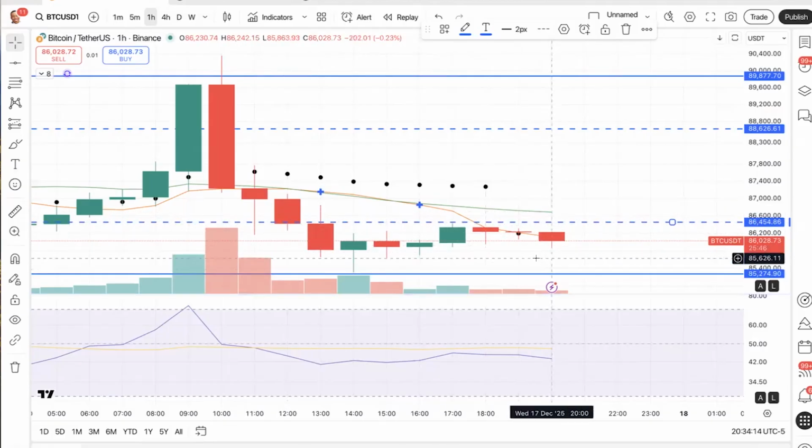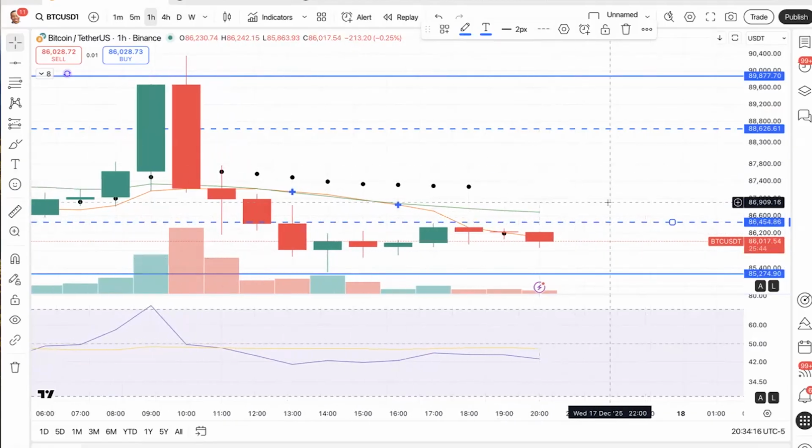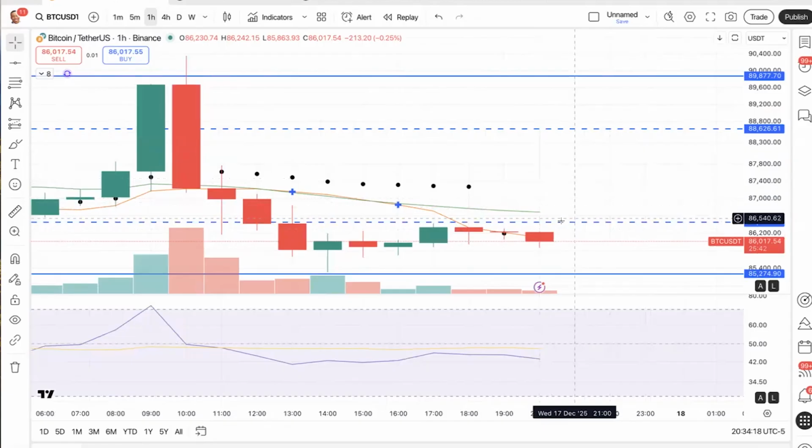The last, 1, 2, 3, 4, 5, 6, 7, 8, we've been in this channel. So what this signals to me is consolidation. What that means is that it's building up momentum for the next move up or down.